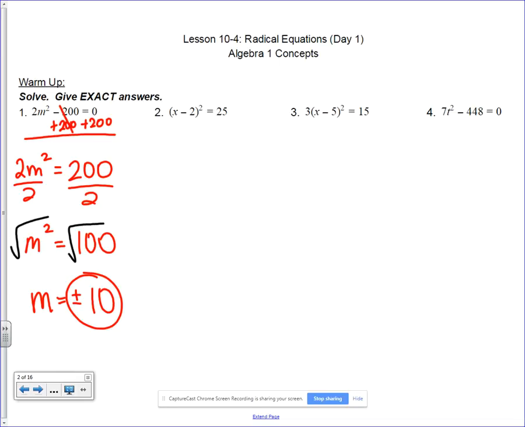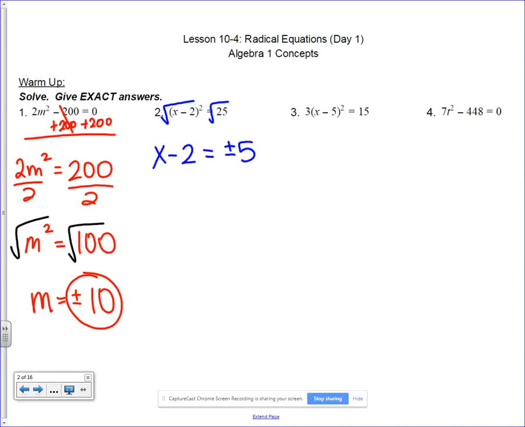Okay, good. Let's take a look at number 2. A little bit different this time. This time I got the squared outside the parentheses, right? Meaning that squared is the farthest thing away from that x. So how am I going to get rid of that squared? We're going to square root both sides. When you square root a square, it cancels out the square. So now all I have left is x minus 2. What is the square root of 25? Plus or minus 5. Everybody good there?